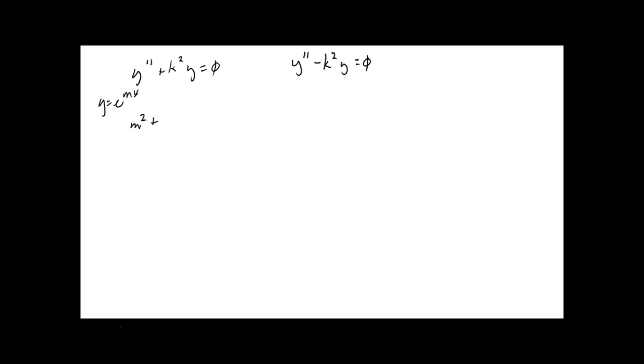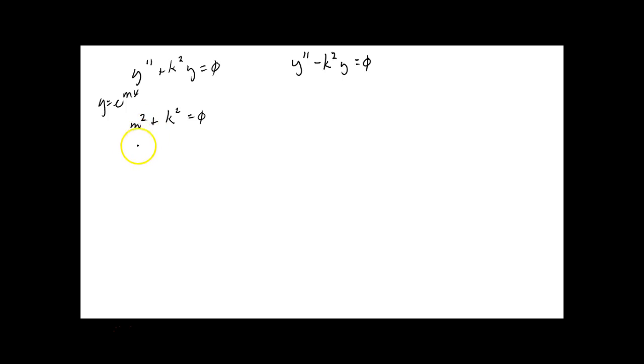M squared plus t squared. That's not a y prime, that's just a y. If you had a y prime term, that would have an m in it. The y term doesn't. So that's equal to 0.